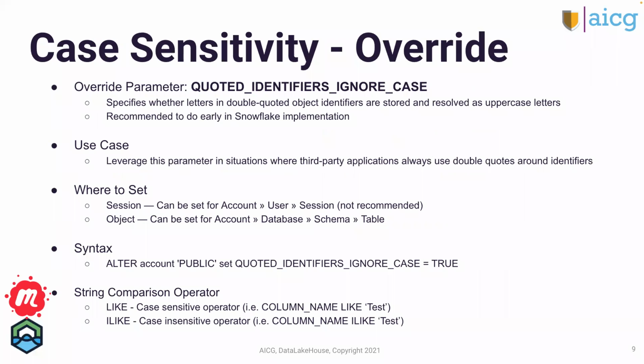Now, there is a way to override case sensitivity within Snowflake, and that's using the Snowflake parameter QUOTED_IDENTIFIERS_IGNORE_CASE. The idea being, if you set that parameter to true, whereas the default is false, ultimately you're saying that anything inside of double quotes is automatically going to be resolved to be uppercase. So all of your object identifiers, everything is going to be uppercase, and it's also almost going to make everything within Snowflake case insensitive.